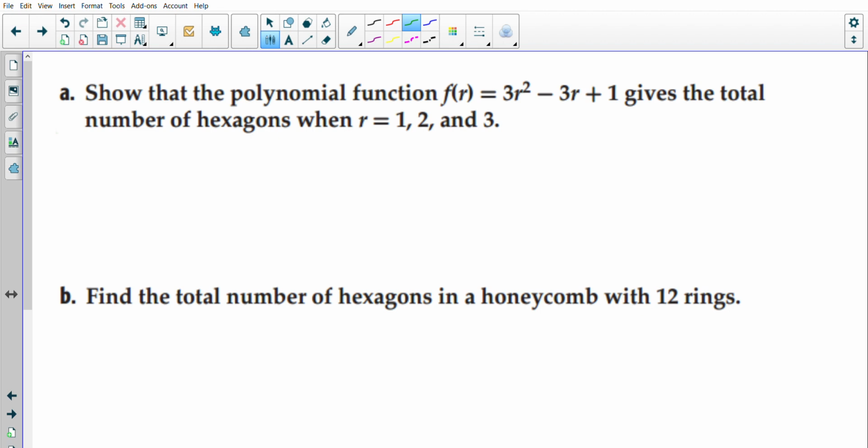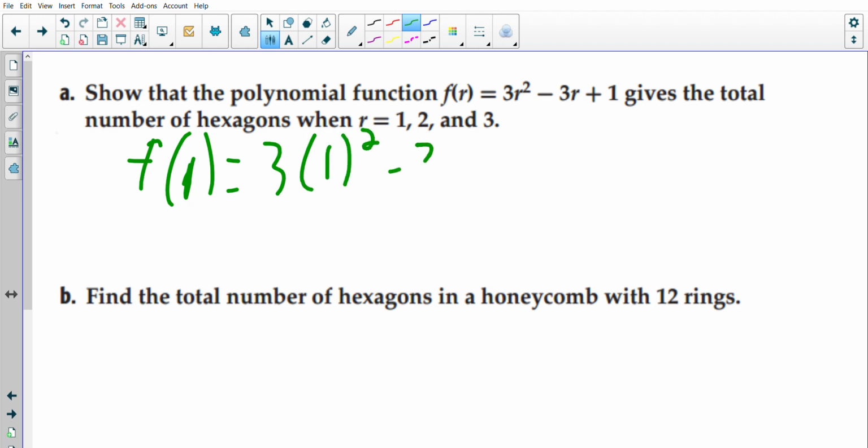All right, so r is the number of rings. So all we have to do is plug in. So f of r, we'll start with f of 1 equals 3 times 1 squared minus 3 times 1 plus 1. So 1 squared is 1 times 3 is 3. Then minus 3 times 1 is also 3. So those cancel out. So we're left with 1.